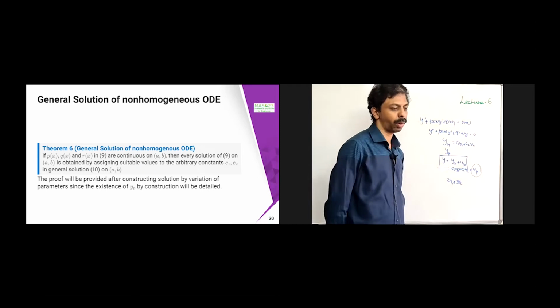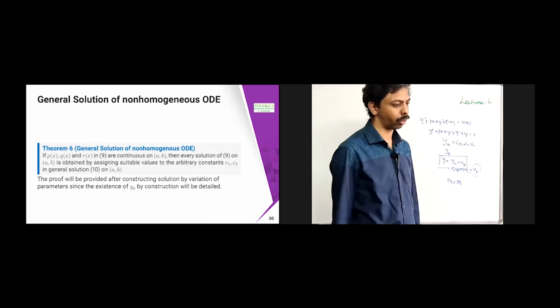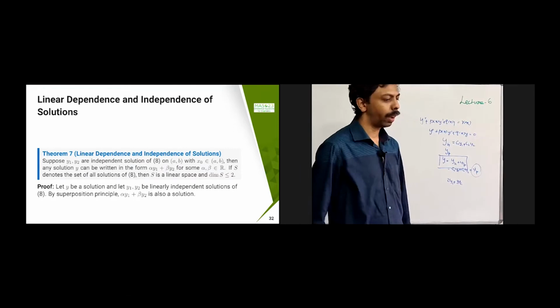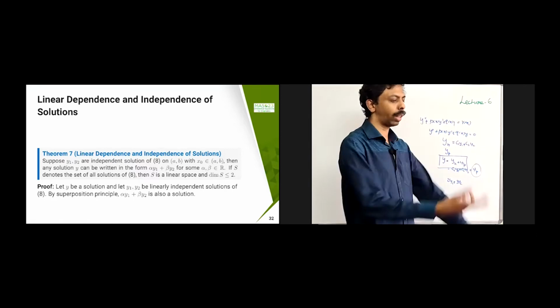This proof will be provided after constructing the solution by variation of parameters. That is going to be obtained from there, and we will see that. So we'll see the omitted proof now. We have given that problem. The linear independence and independence of solutions means the Wronskian and so on. We will do that.